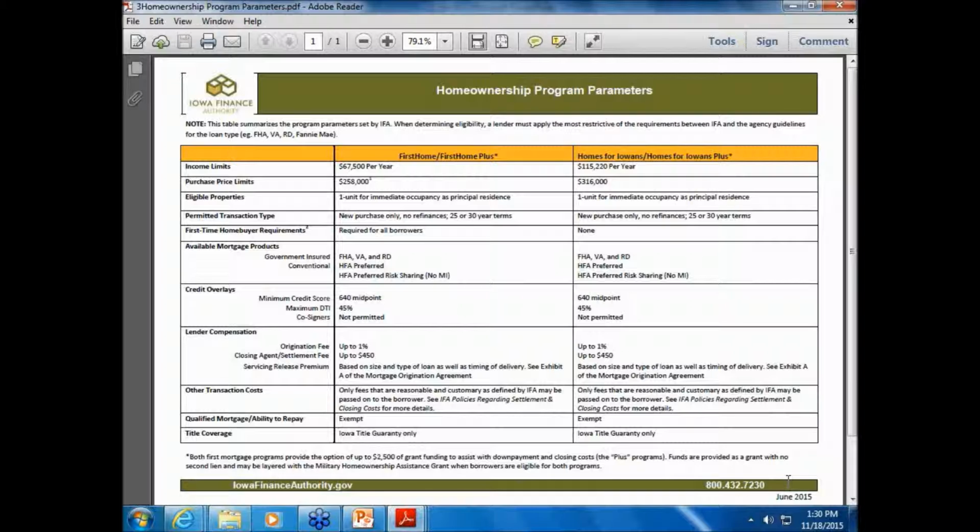And so, first, as I pointed out, we have income limits. I told you the highest one earlier, so if they're higher than that, they don't qualify for anything. But if they're within that, there's potential that they might qualify for our First Home program. So you would look to see if their income is under $67,500, and they could potentially qualify for that program.